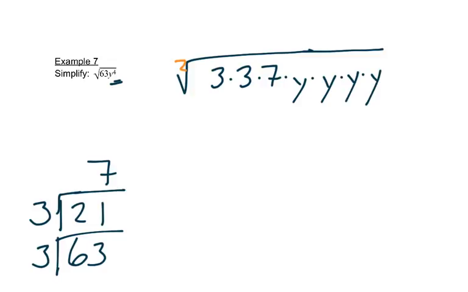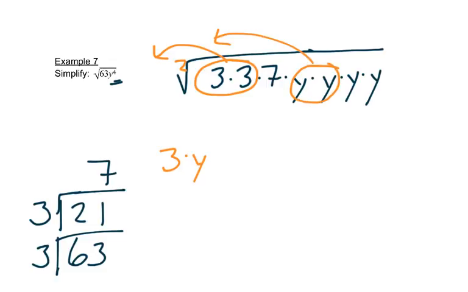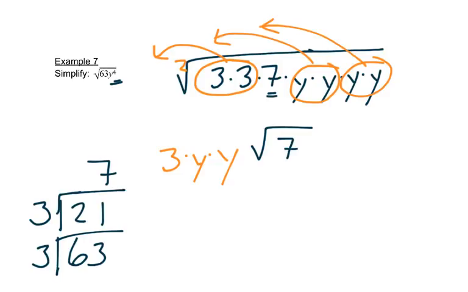Now there's an understood 2 here, so I'm looking for groups of 2. So here's a group of 2. That will come out as just a 3. Here's a group of 2. That will come out as a y. And here's a group of 2. And that will come out as a y. And I'm left with this 7 stuck inside. So I can put these together, and I end up with 3y squared square root of 7.